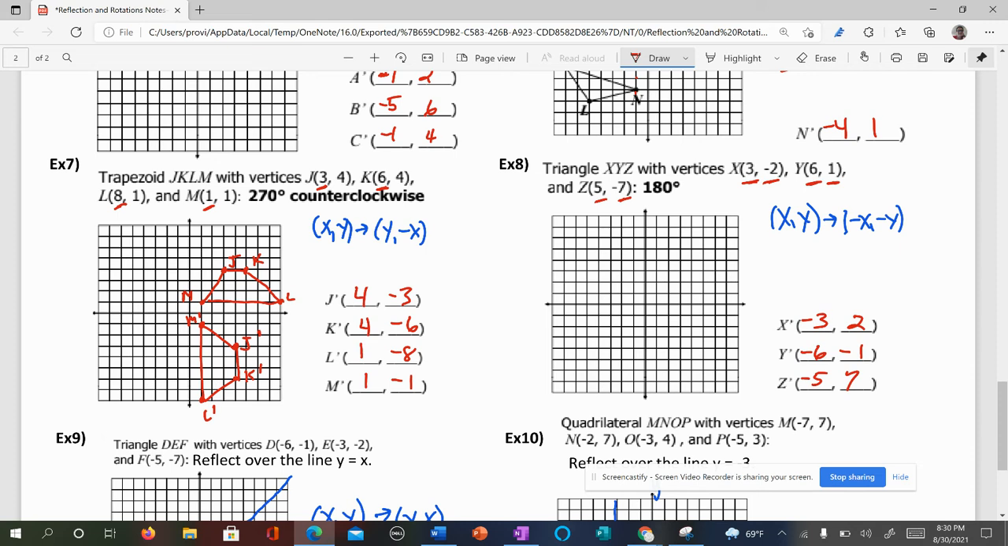All right, so I'm going to go ahead and plot the original one. 1, 2, 3, 1, 2. 1, 2, 3, 4, 5, 6, 1. 1, 2, 3, 4, 5, and then -7.